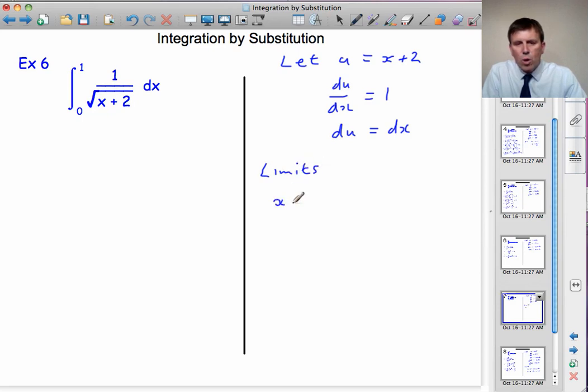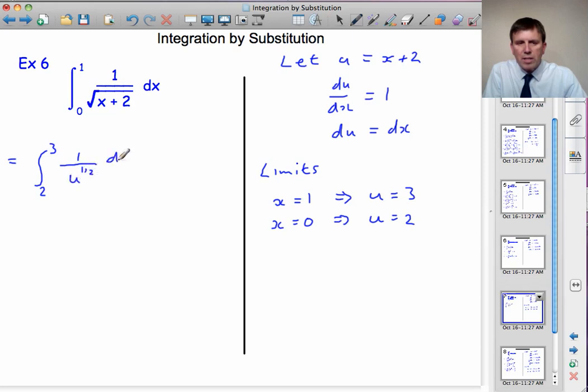When x is equal to 1, that implies that u is equal to 1 plus 2, which is 3. And when x is equal to 0, that implies that u is equal to 0 plus 2, which is 2. And our integral now becomes the integral from 2 to 3 of 1 over, now x plus 2 is u, so we've got the square root of u, which is u to the power of half, and the dx is simply the same as du.